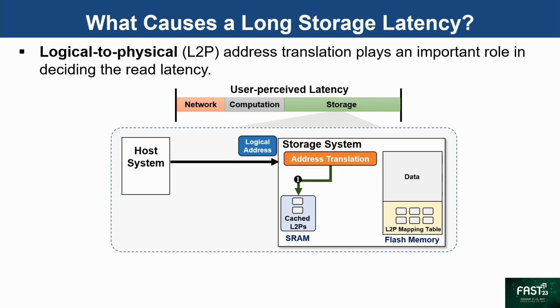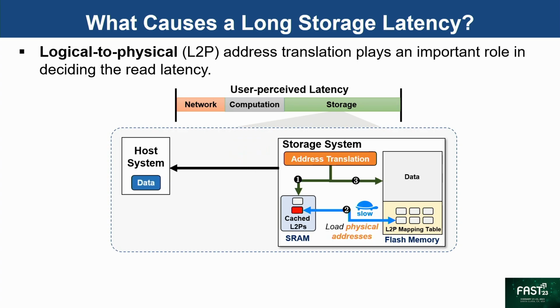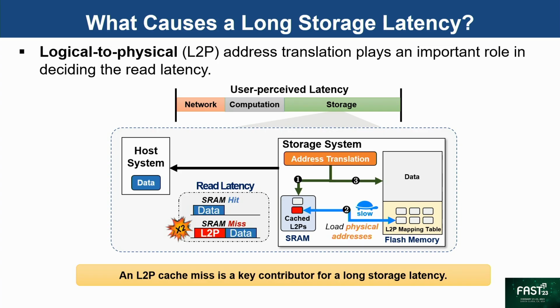If it is not found in the SRAM, the physical address has to be read from the comparatively slow flash memory. Then it can proceed with the read operation of the data, and then the read data is delivered to the host. Therefore, the read latency varies depending on whether the SRAM held the corresponding physical address or not. With an SRAM cache hit, the read latency is as much as a general flash read operation. However, with a cache miss, as an additional flash read operation to look up the corresponding physical address has to be issued, its latency becomes twice as long. Therefore, here we address that an L2P cache miss is a key contributor for a long storage latency.